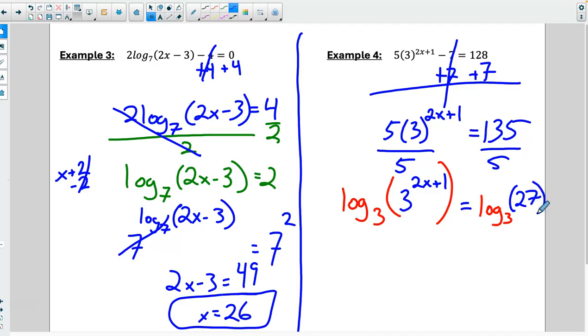I bet that log 3 and the 3 are gonna cancel out, so it's just gonna be 2x plus 1 equals 27. Or not. 2x plus 1 equals log base 3 of the argument 27. Now, 3 to what power is 27? 3. So if you know the answer, you can put 3 down. If you don't know the answer, at that point, I'd say grab your calculator.